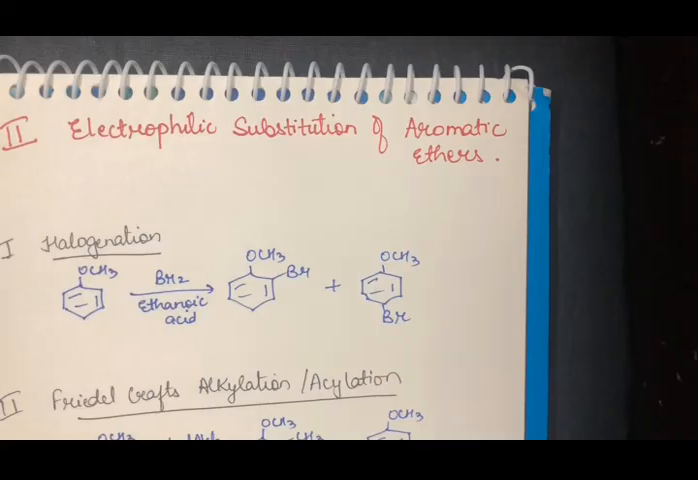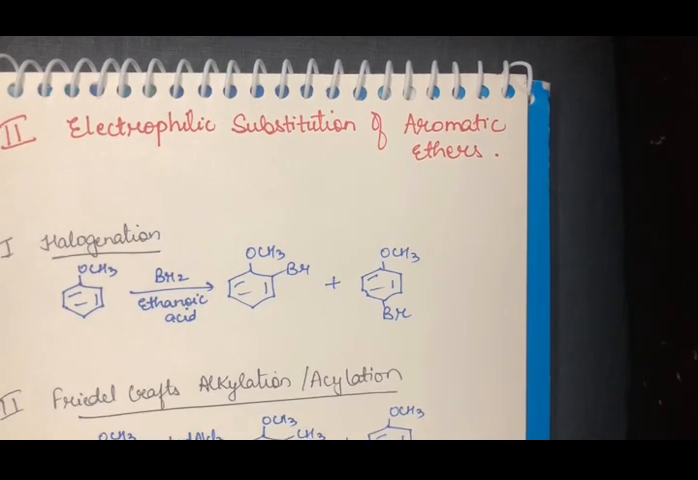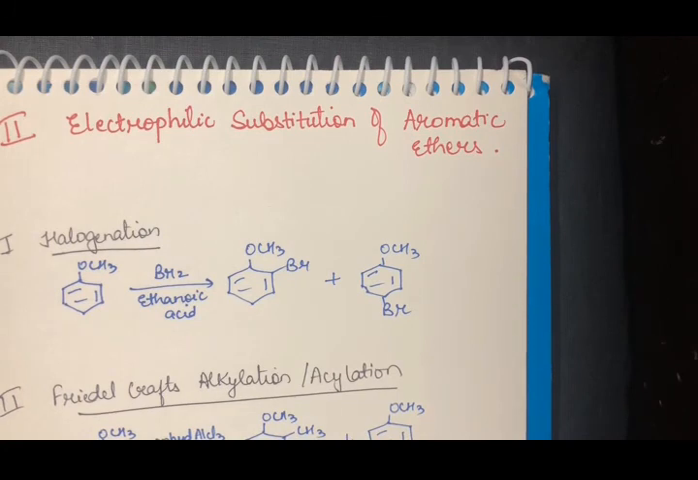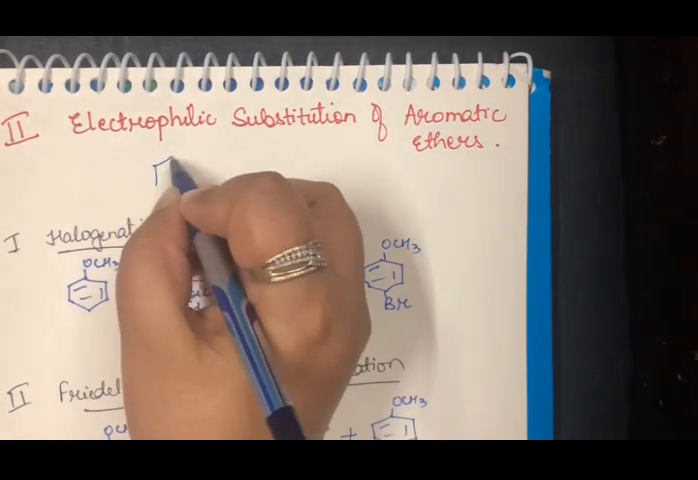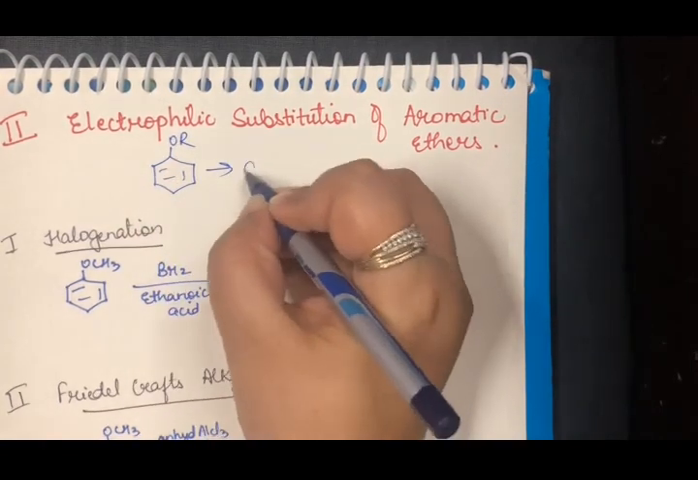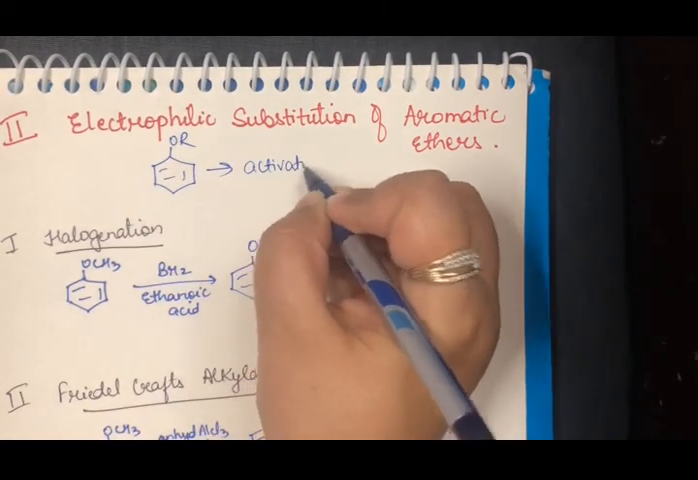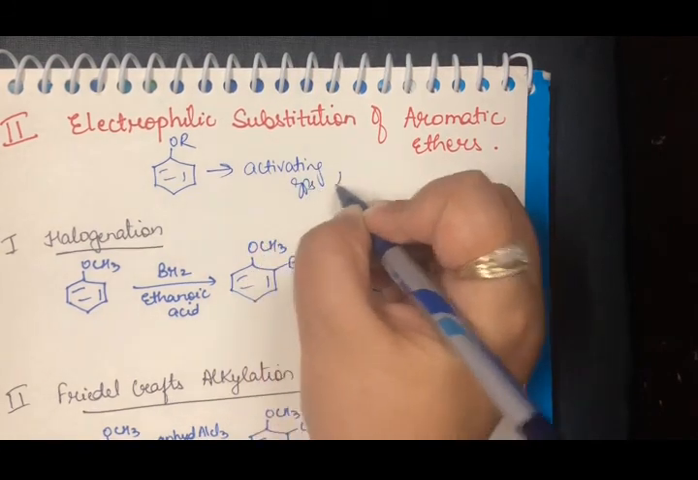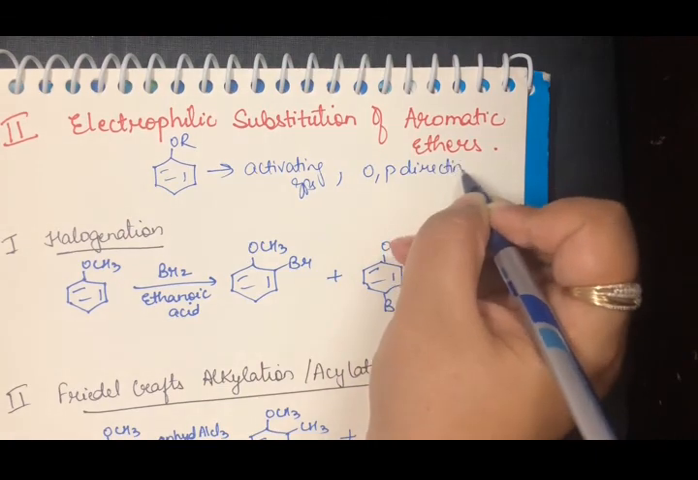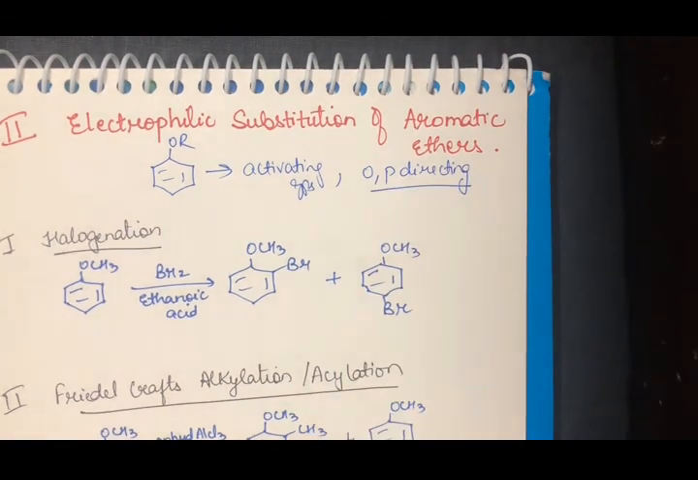Last properties that we need to discuss are the electrophilic substitution reactions of aromatic ethers. Now what we have to do in this is remember what ethers are. Ether is this group. We know that these are activating groups, OR, and they are also ortho and para-directing. Once you remember this, the entire reactions are very easy.